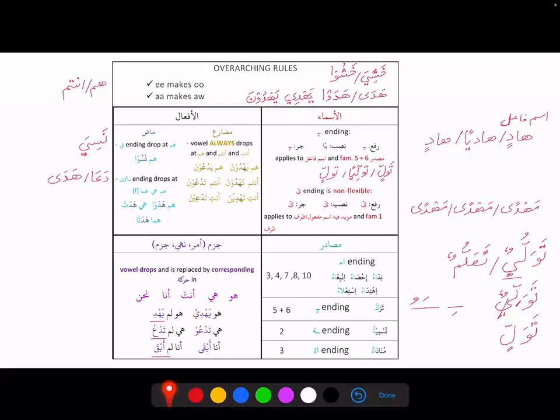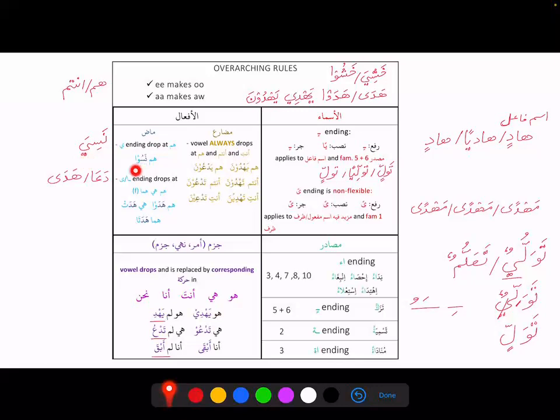Okay, then it says in madi, the ya ending drops at hum. So for example, we are saying nasiya. Huwa nasiya, and huma will be nasiya with alif, so I have to add alif with it. That will become nasiya for huma. And then for hum, since it has kasra, it will become nasu. And the ya ending drops at hum. So we don't see ya anymore.